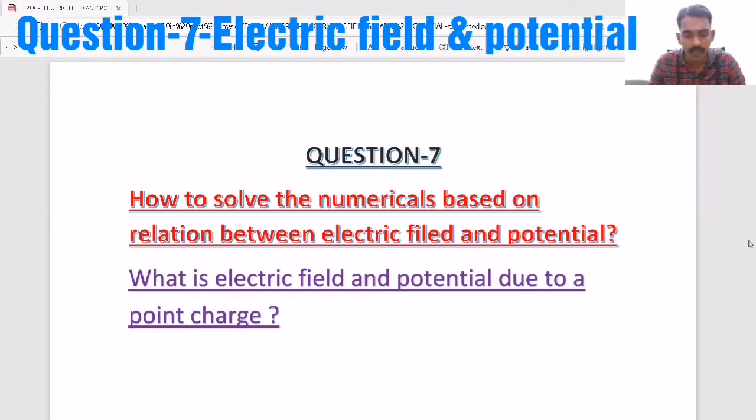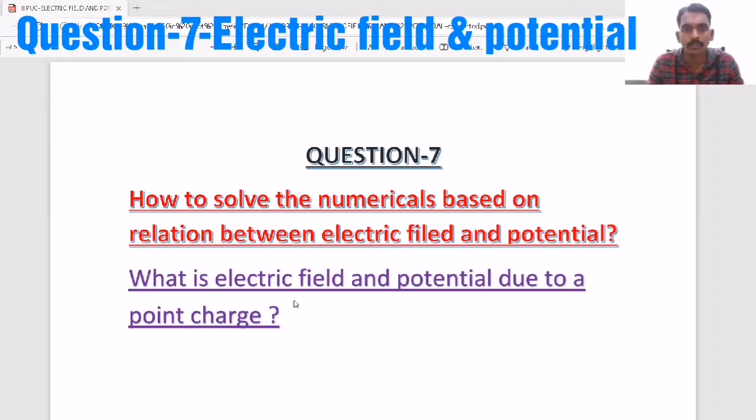On this last day of 2021, we are going to study question number 7, that is a second PUC topic related to the relation between electric field and potential.